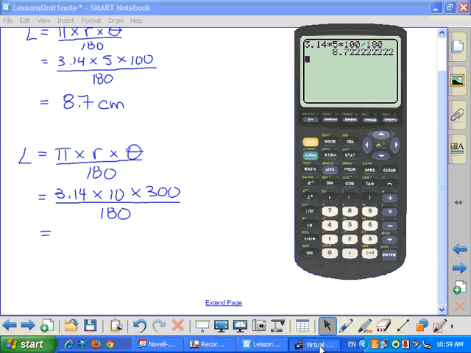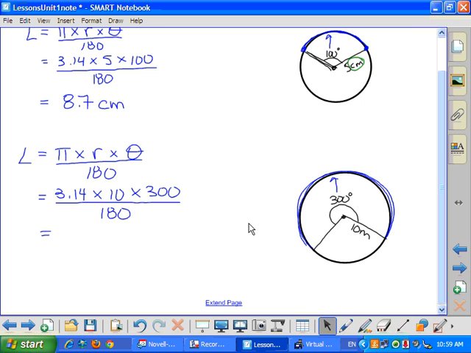So we use our calculators. 3.14 multiplied by 10 multiplied by 300 divided by 180. We get 52.3 meters. So if you were to walk from here and go around the outside to here, you would have walked 52.3 meters. So we're calculating the distance around part of a circle, or part of the circumference.